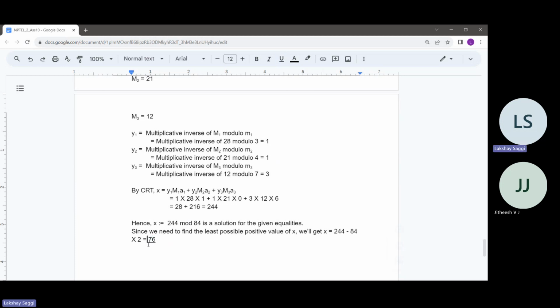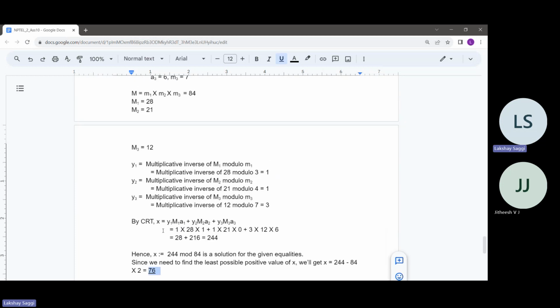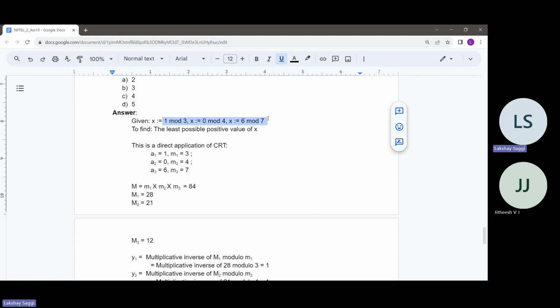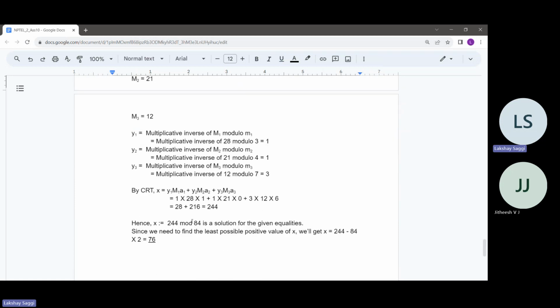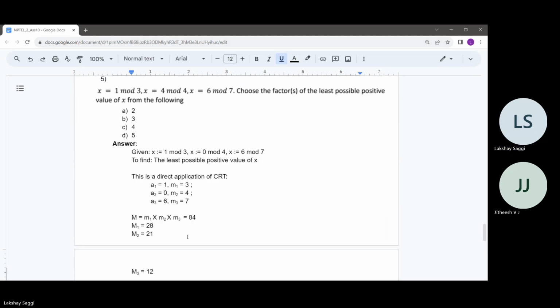So we see that 76 is another solution, so x equal to 76 is also a solution to these three equalities. And note that 76 mod 84 cannot be made more negative, because we'd need to subtract a multiple of 84 again, and 76 minus 84 will come out to be minus 8. So we can't do that. So this is the smallest positive value, which is the answer.